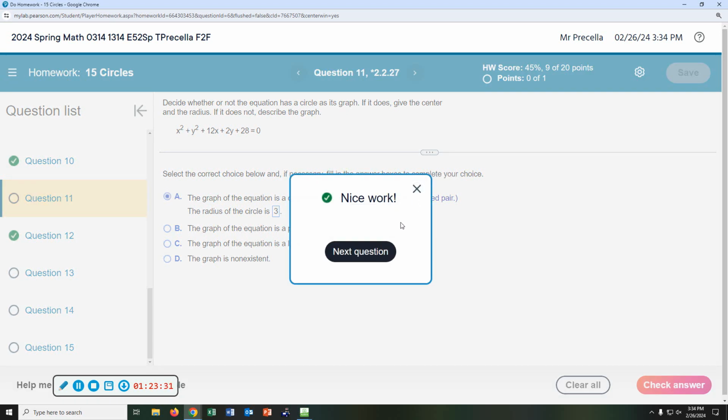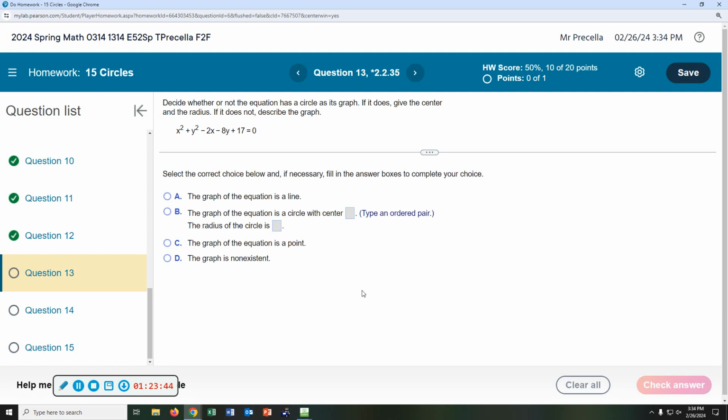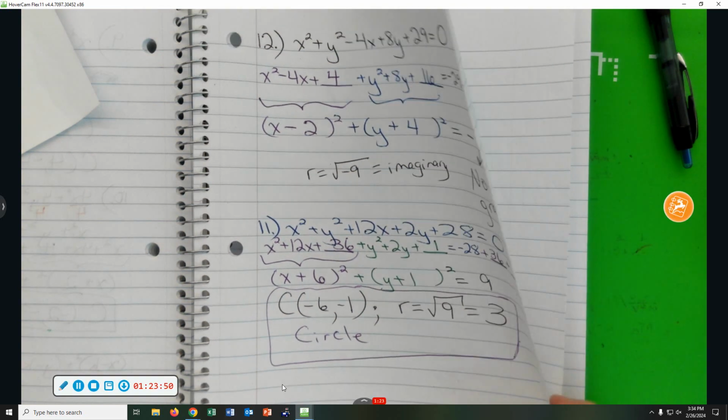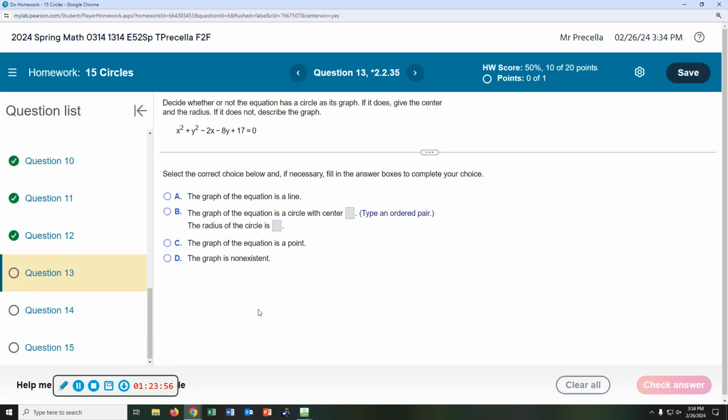Number 13 is the last one. Numbers 14 and 15 are review problems. I think they're cut point problems. Either the cut point method or the quadratic formula, one or the other. Okay, so that's right.